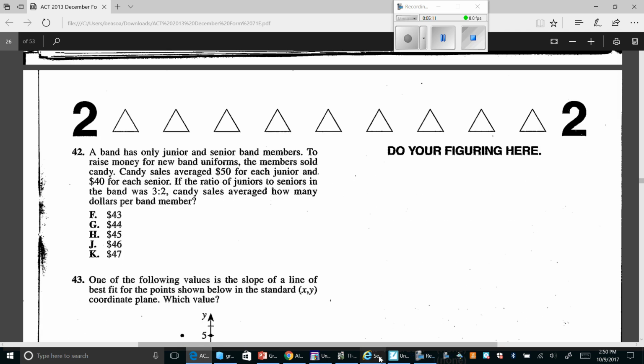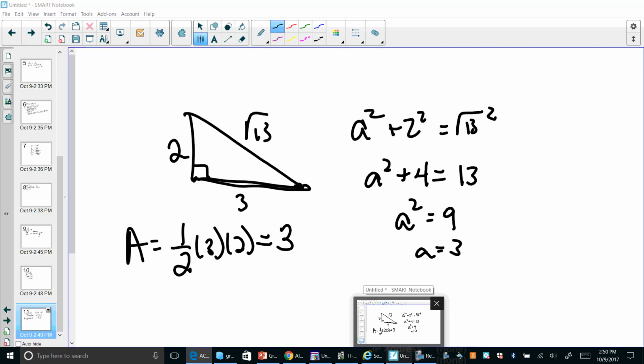42. A band has only junior and senior members. To raise money for new band uniforms, the members sold candy. Candy sales averaged $50 for each junior and $40 for each senior. If the ratio of juniors to seniors in the band was 3 to 2, candy sales averaged how many dollars per band member?